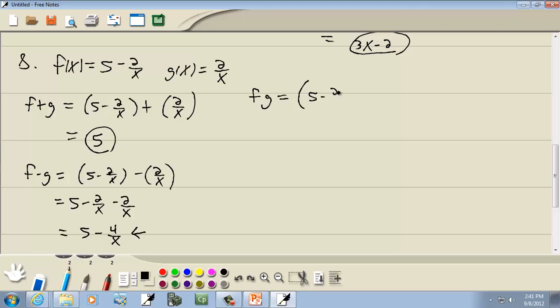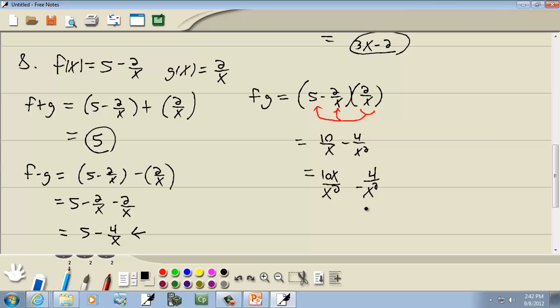Well, again, I'll put parentheses around them, put them next to each other. And this is a distributive property. We're going to take the 2 over x times the 5 and times the negative 2 over x. 5 times 2 over x gives us 10 over x, minus 2 over x times 2 over x gives us 4 over x squared. Well, we get a common denominator again, which would be x squared. That one already had an x squared, so we leave it alone. This first one, we multiply it by x, so we have to multiply the top part by x. So that ends up giving us 10x minus 4 over x squared.